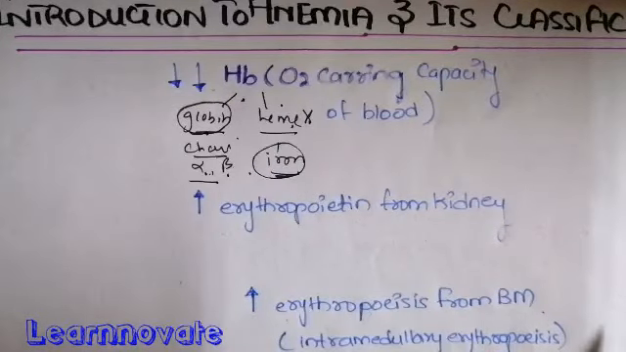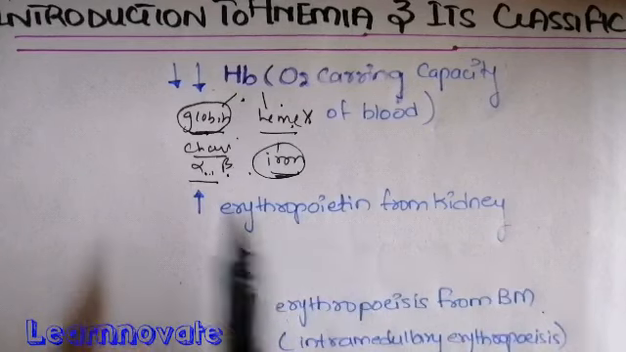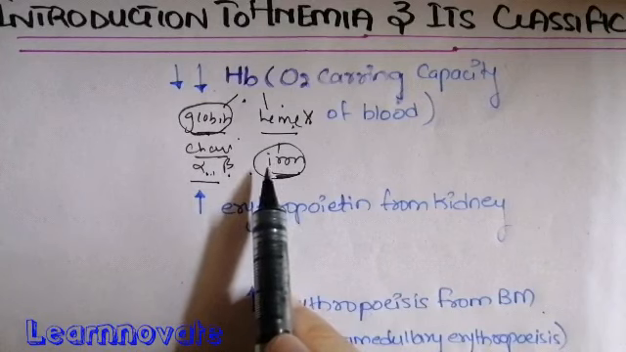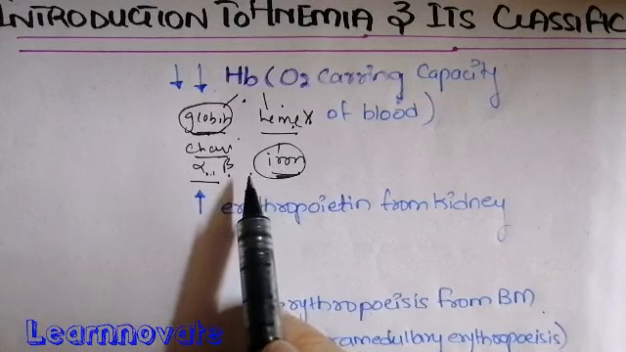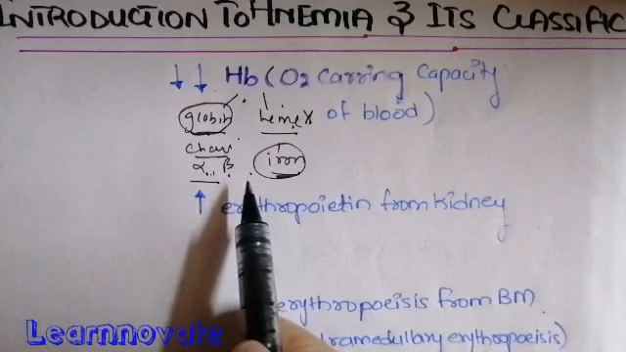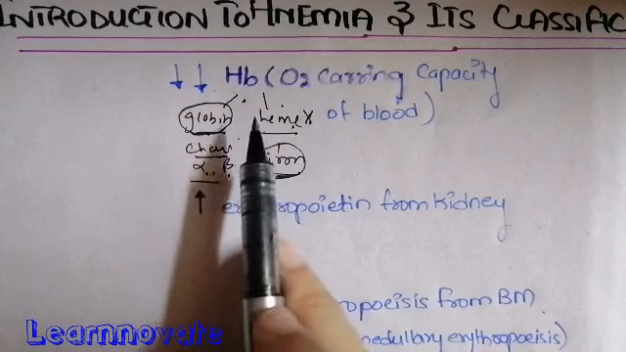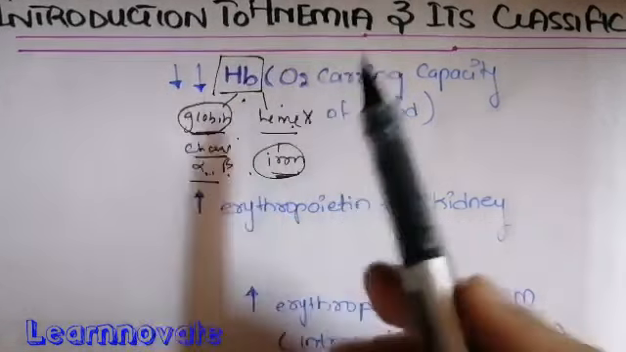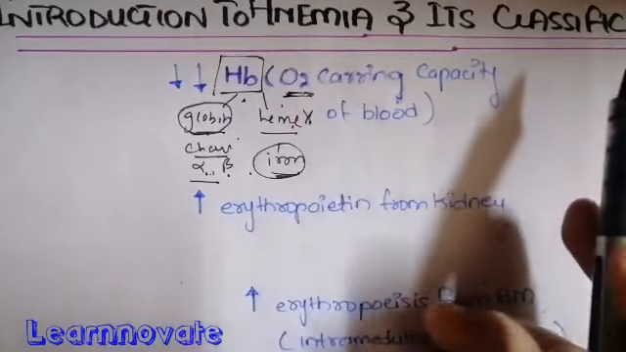And what happens when there is a decreased hemoglobin concentration, either due to these two factors, or because there is a decreased amount of RBC, or a difference in the shape of RBC, or increased destruction? These may all cause anemia, but the general concept about anemia is a decreased hemoglobin concentration, a decreased oxygen carrying capacity of the blood.